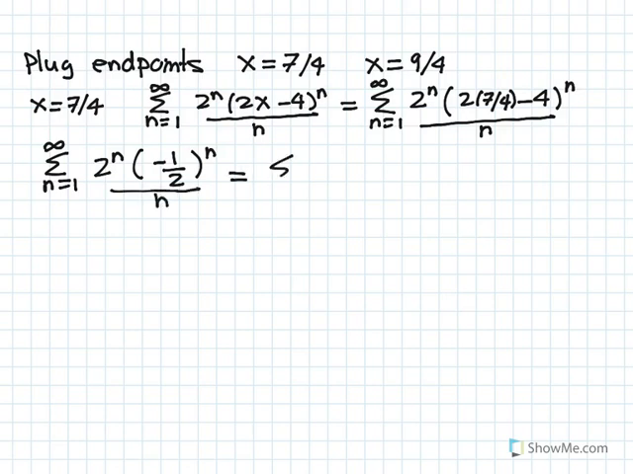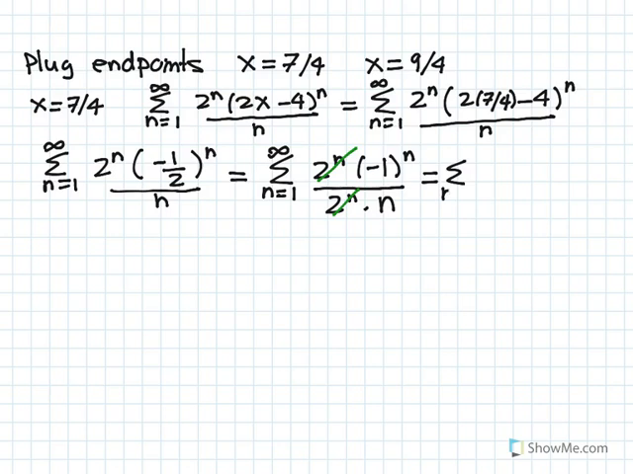So just doing a bit of algebra, we get (negative 1/2) to the power of n divided by n. This is equal to summation n equals 1 to infinity, 2 to the power of n times (negative 1) to the power of n, divided by 2 to the power of n times n. Then 2 to the n cancels out, and we get summation n equals 1 to infinity, (negative 1) to the power of n divided by n.